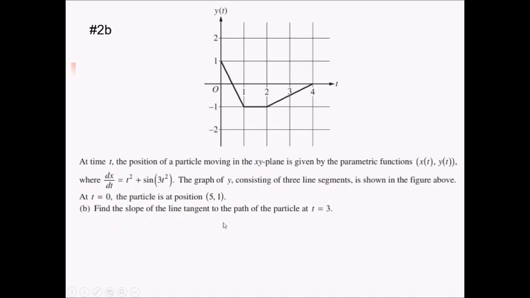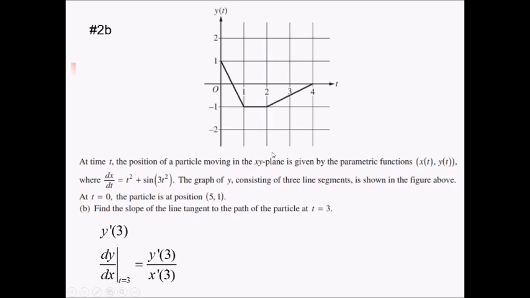For this part of the problem, we want the slope of the line tangent to the path of our particle at time 3. So we need dy over dx evaluated at time 3. Using our parametric derivative form here, that's going to be y prime of 3 over x prime of 3. Now x prime of 3, we're all set on that one. We can just find that on our calculator using the function we already entered in our y1. Y prime of 3, we're going to have to look at the graph.